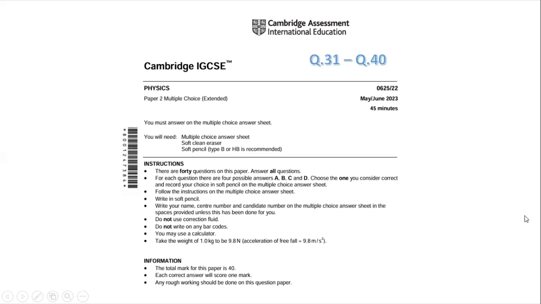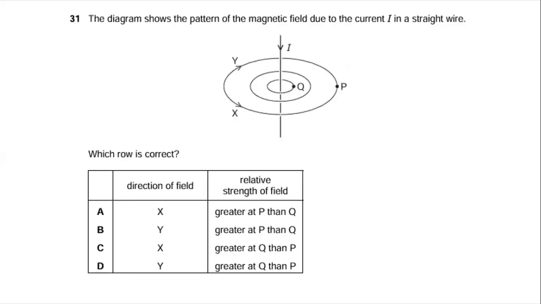Hello, today we are going to talk about Cambridge IGCSE Physics, Paper 2 MCQ, question number 31 to question number 40, 2023, May, June. So we will see the question number 31.